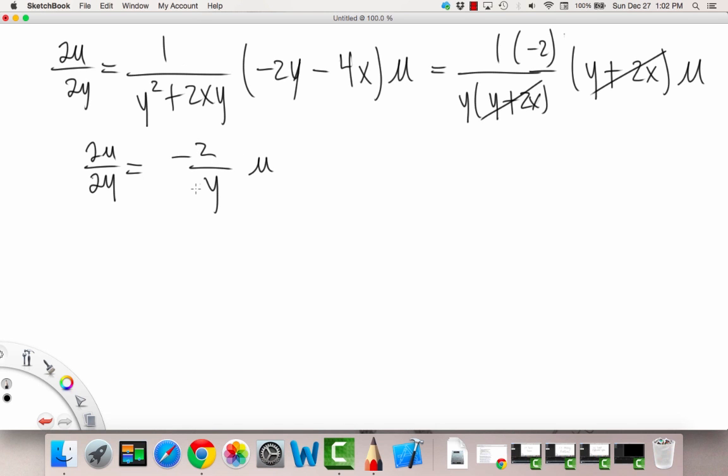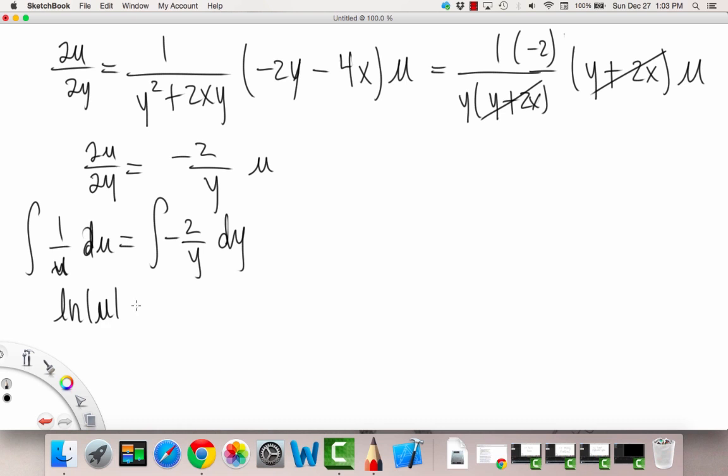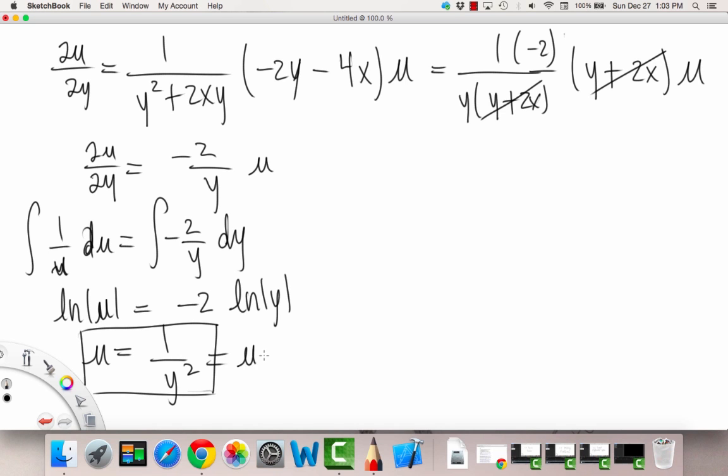When we solve this separable equation, we get 1 over mu times d mu is equal to negative 2 over y times dy. When we integrate on both sides, we get ln of the absolute value of mu is equal to negative 2 times ln of y. And then mu turns out to be 1 over y squared. So this is our single variable function, mu of y, equal to 1 over y squared.